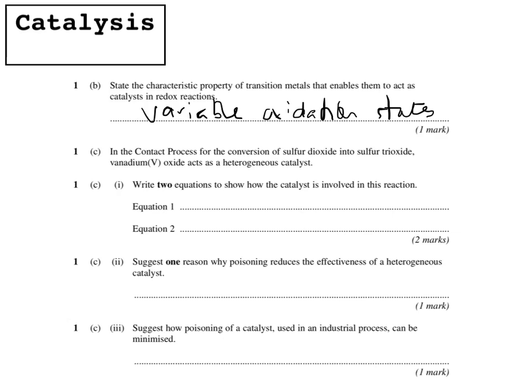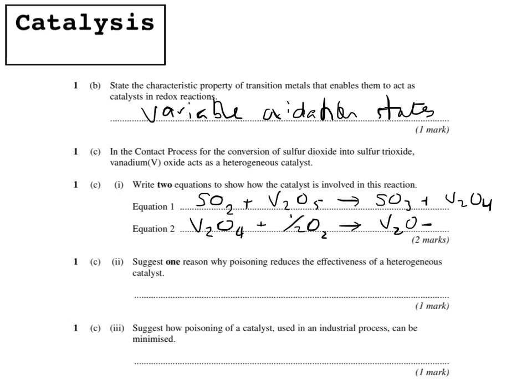And then, in the contact process, the conversion of sulfur dioxide into sulfur trioxide, vanadium oxide acts as a heterogeneous catalyst. Write 2 equations how this catalyst is involved in the reactions. Those are the equations I said you needed to know. So SO2 plus V2O5 turns into SO3 plus V2O4, and the V2O4 reacts with half O2 to make V2O5 again.